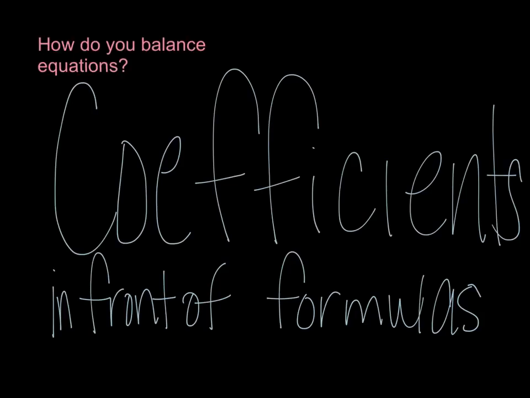And I've written this really big to get it through everybody's heads. We use coefficients in front of the correctly written formulas. Once we have a formula written correctly, we do not ever change the subscripts. And I've caught some of you doing this, and it's not correct. When you change the subscripts, you change the formula. So we only use the big coefficients, the big numbers in front, to balance equations.